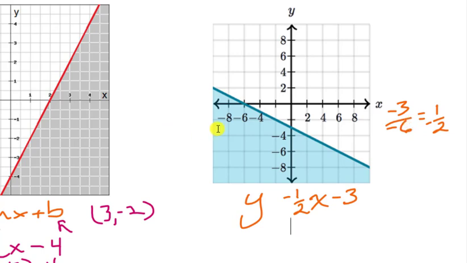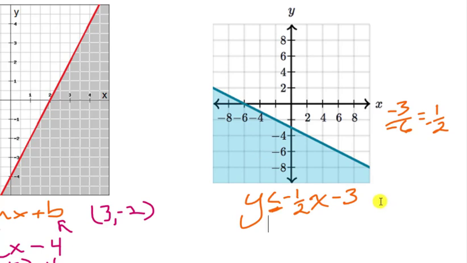Now, look at the graph. The bottom half is shaded. So it's less than. And because it's a solid line, or equal to. So add that line at the bottom. So y is less than or equal to -1/2 x minus 3. That's my inequality.